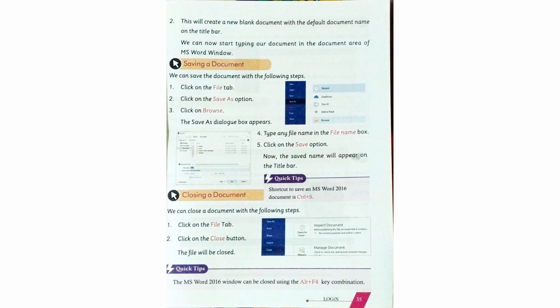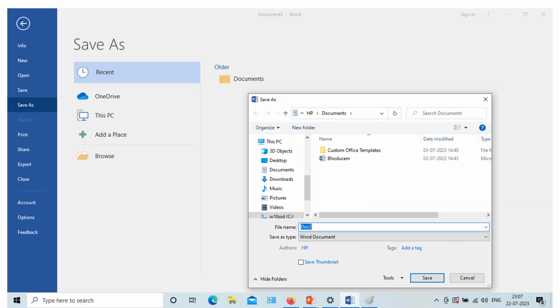To save the document, you have to click on the file, then click on save as, and then click on browse. Why will you browse? Because you have to find the location where you want to store your document. That is possible with the help of browse. And after saving, if you want to close the file, again you have to click on the file tab, then click on the close button to close the file. Here I have shown you how you can save. First you will click on the file tab, then click on the save as.